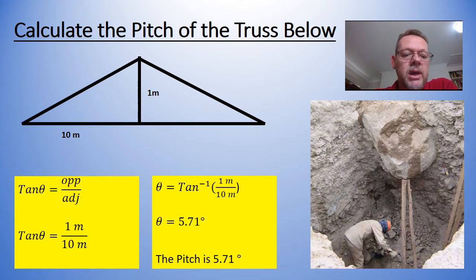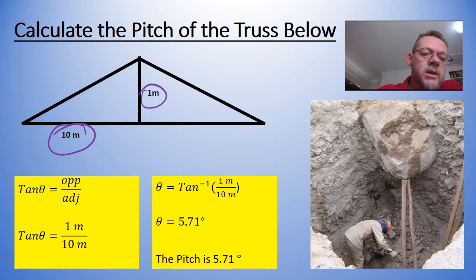Now if we have a look here, we've got the adjacent and we've got the opposite, and we want to find the pitch. So we're just going to say opposite over adjacent, and we know therefore we can use tan. So tangent of the angle equals the opposite over the adjacent, which is 1 meter over 10 meters. That'll be 0.1, won't it?